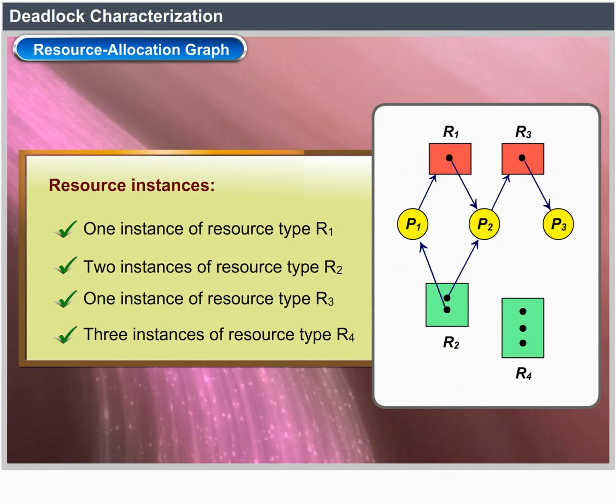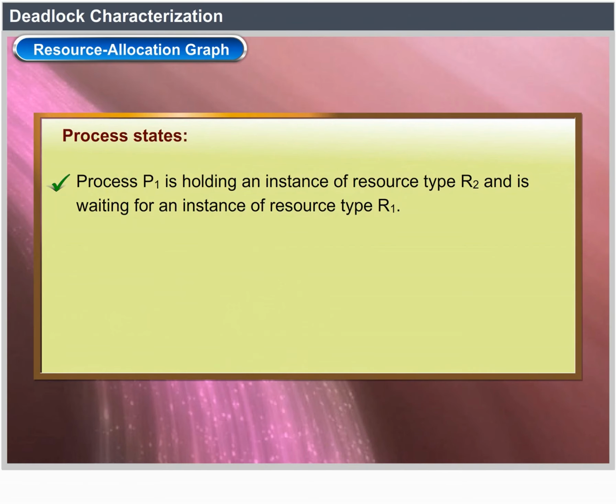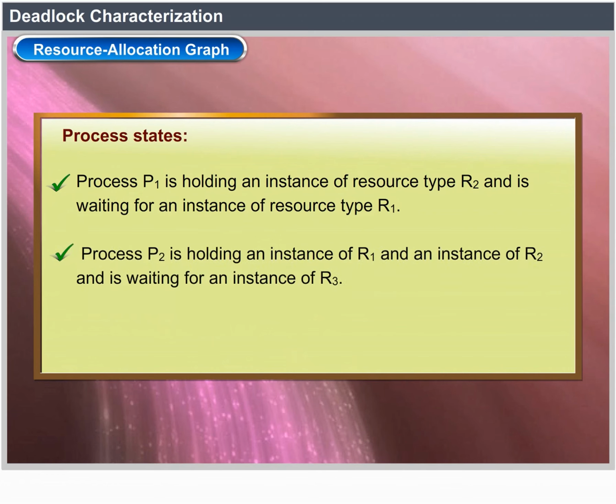Process states. Process P1 is holding an instance of resource type R2 and is waiting for an instance of resource type R1. Process P2 is holding an instance of R1 and an instance of R2 and is waiting for an instance of R3. Process P3 is holding an instance of R3.